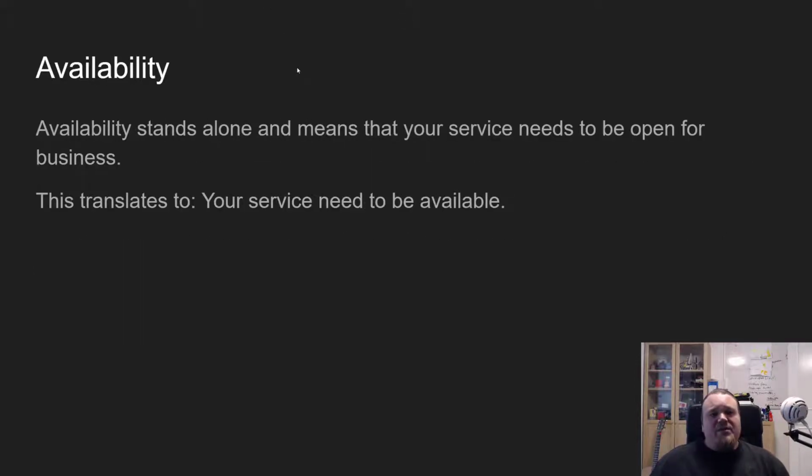Then we have the availability. Now that one kind of stands alone. But when you think about security goals itself, every service in some way needs to be available, else it's not really a service, right? So if the availability is broken, then basically you can deny that service from functioning. If you can deny that service from running, it means that it doesn't really work, and that takes away the availability. So really bad.